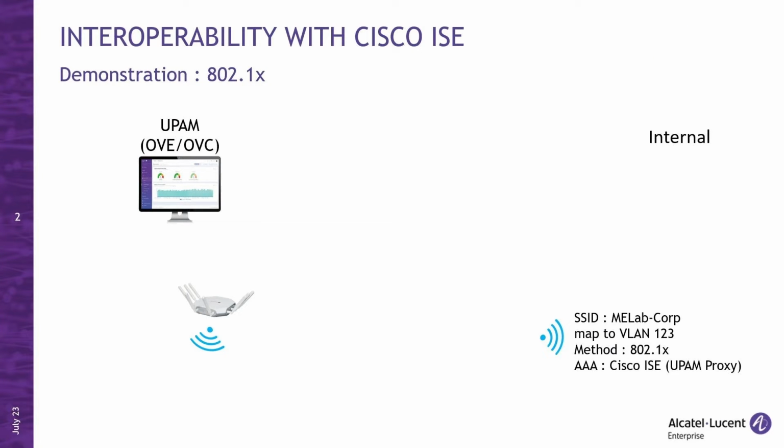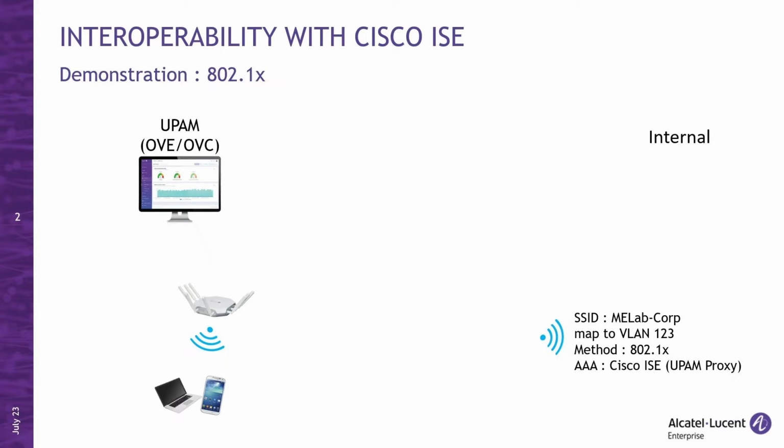802.1x is a network authentication protocol that provides secure access control for wired and wireless networks. With 802.1x, users must authenticate themselves before gaining access to the network, ensuring that only authorized individuals or devices can connect. For this demonstration, I have a client that I will use to connect to an SSID using 802.1x authentication.